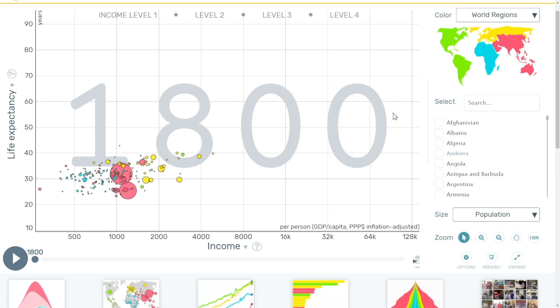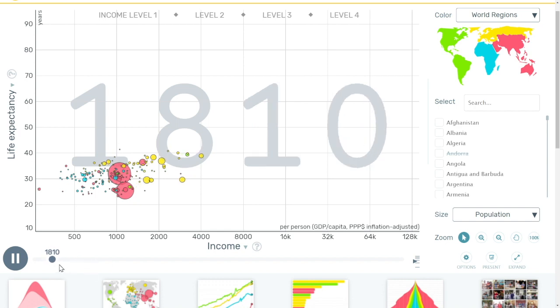I'm here to showcase some of the cool things you can do with the bubble chart feature on Gapminder.org. First of all, I'm just going to hit play down in the bottom left hand corner and let you see what it does. So when I press play, you can see that the time is ticking along down the bottom here, so we're at 1810, 1811.